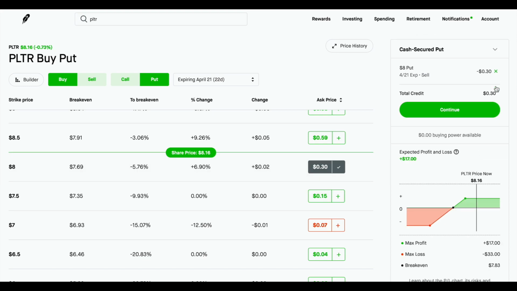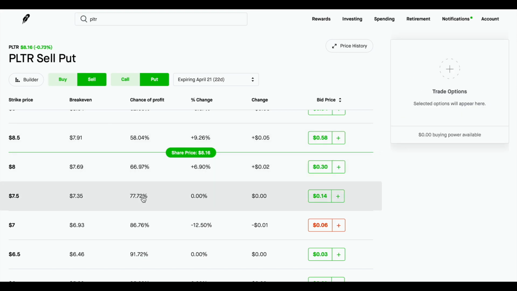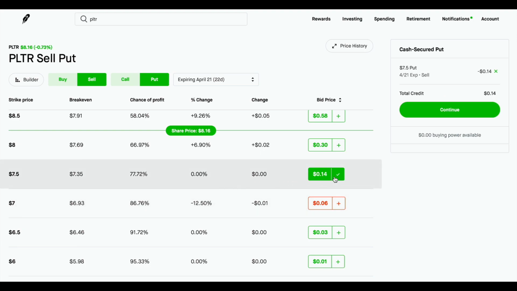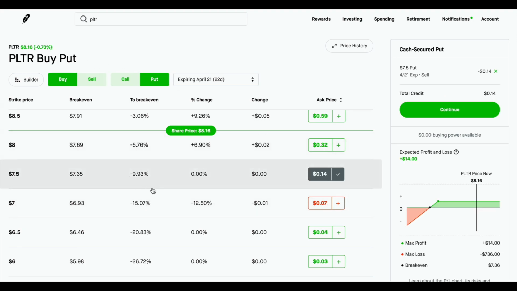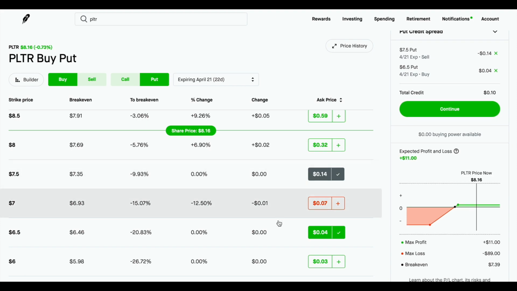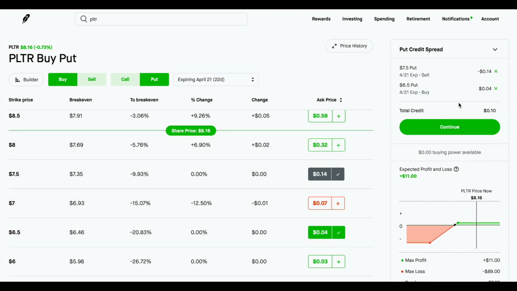So let's see if this could work for strike prices a little more conservative. Not really. You could do the 750 and you could buy the 650. Here you would collect $10. You would be putting up 100. So that's a 10% return. From a percentage standpoint, that's not bad.